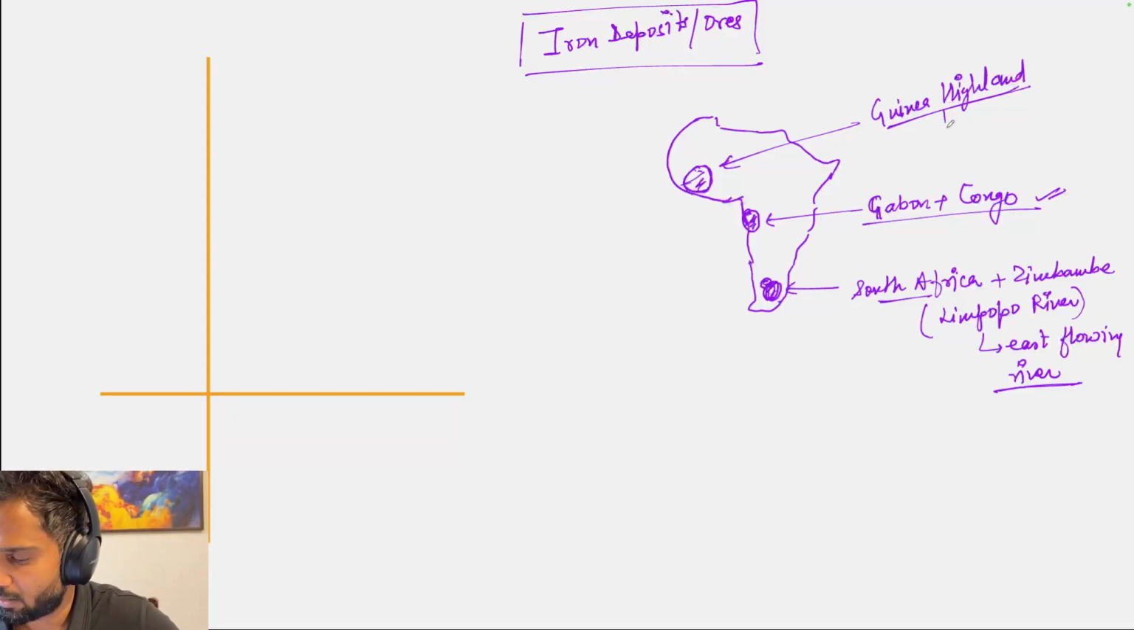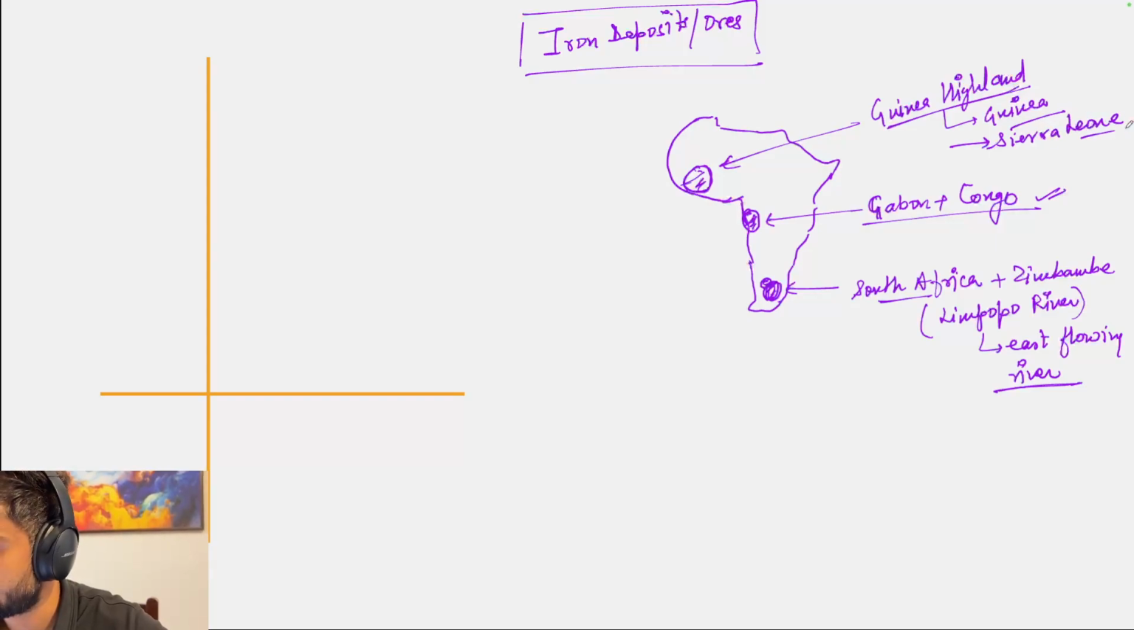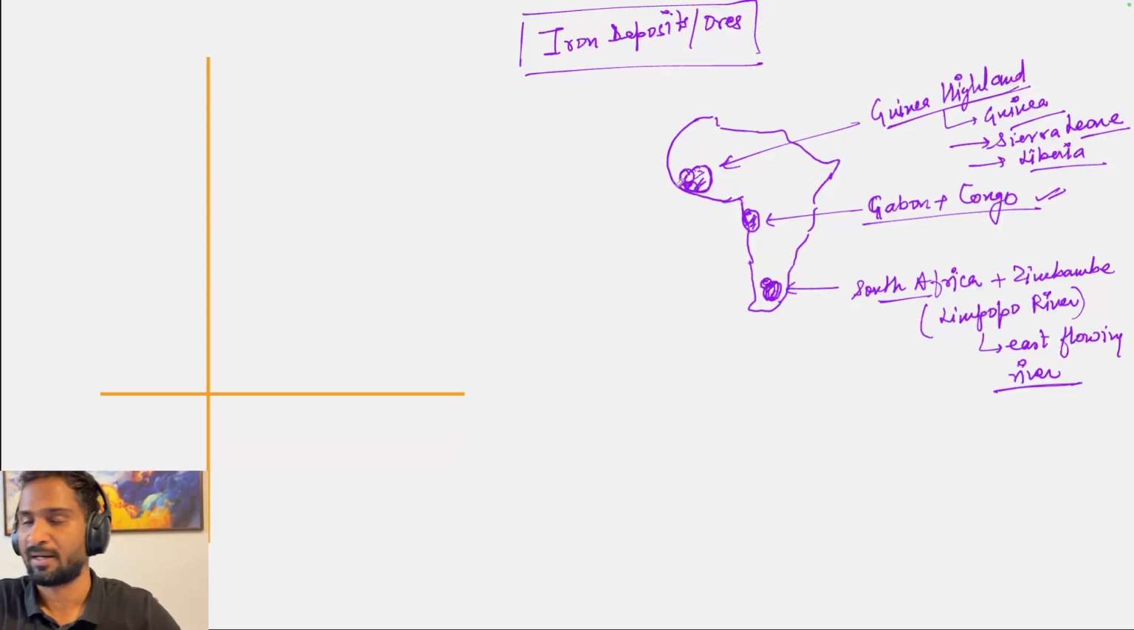So Guinea Highland, obviously the first country you should know is Guinea. Then if you move further eastward from Guinea, you'll find Sierra Leone. All these countries are there. Then Liberia you'll find further eastward. So over here Guinea, then this country is Sierra Leone, and then this one is Liberia. So this region is again rich in iron deposits. Okay.